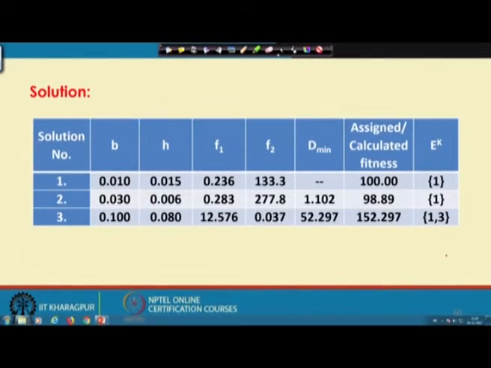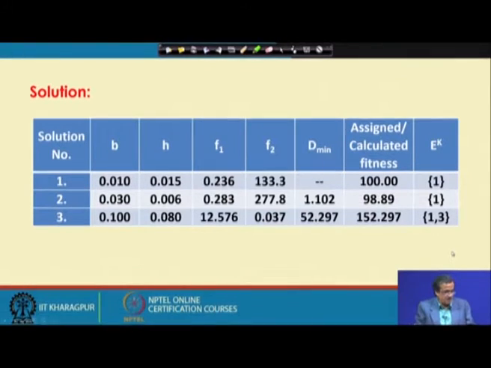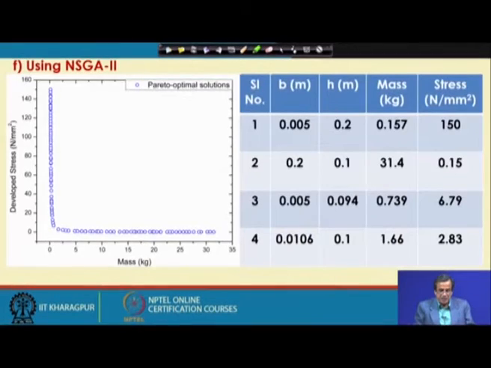So, this is the way we will have to use the principle of DPGA to find out what should be the optimal values for the width of the cutting tool and the depth of the cutting tool, so that it can ensure the minimum weight and the minimum developed stress. So, this is the way we can find out the Pareto optimal front of solution using the principle of your DPGA, that is distance based Pareto GA.